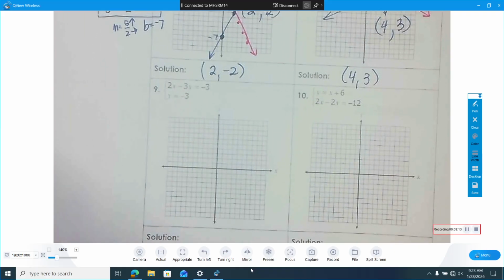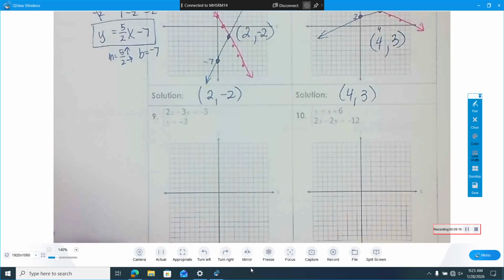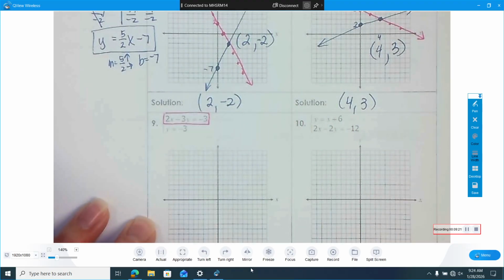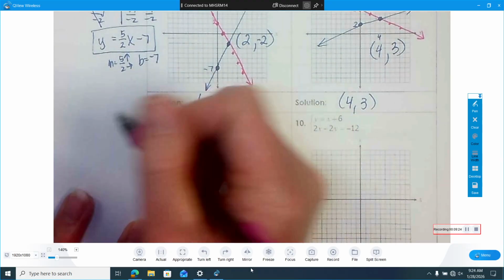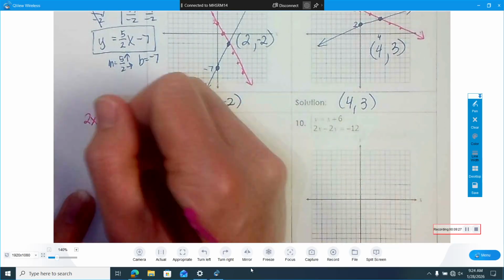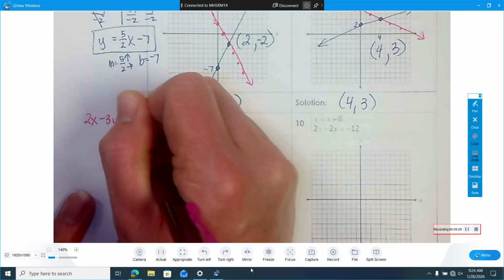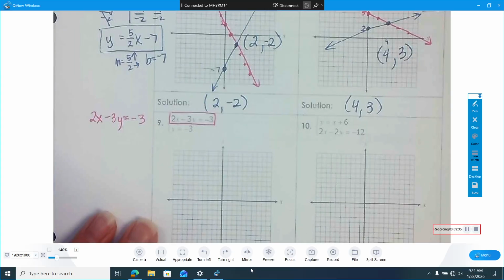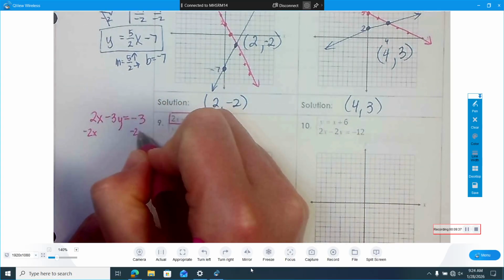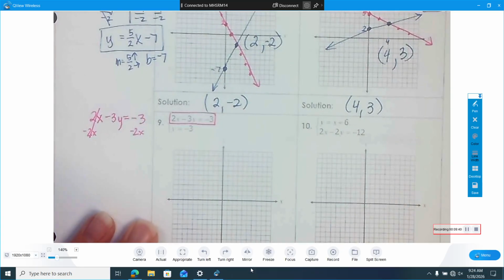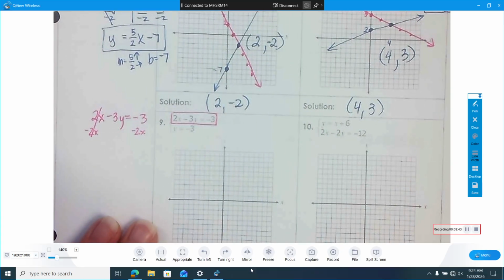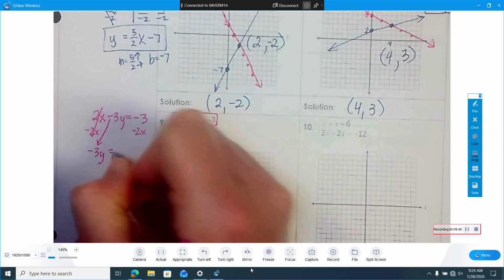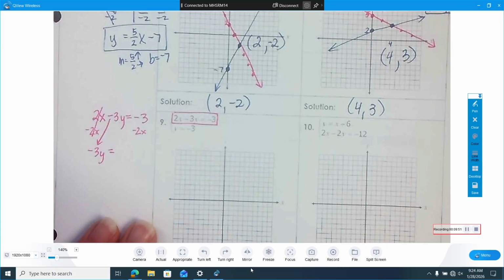All right, number 9. Number 9 here. First equation. Is the y by itself? No, so we have some extra work to do. 2x minus 3y equals negative 3. So we got a little bit of work to do. What should we do first? Minus the 2x. Good. Positive 2x and negative 2x cancels out. And don't forget your negative here. That's a negative 3y. We don't want to lose track of that negative. He's really important there. All right.